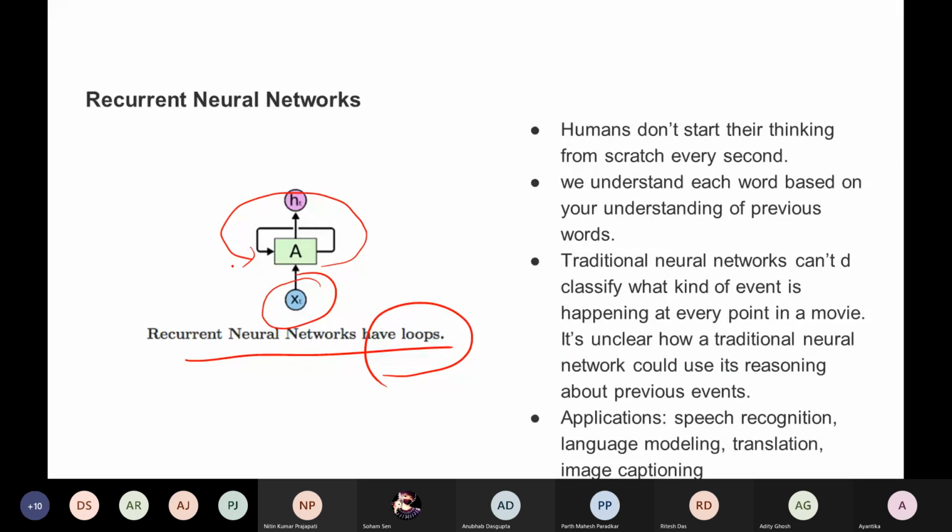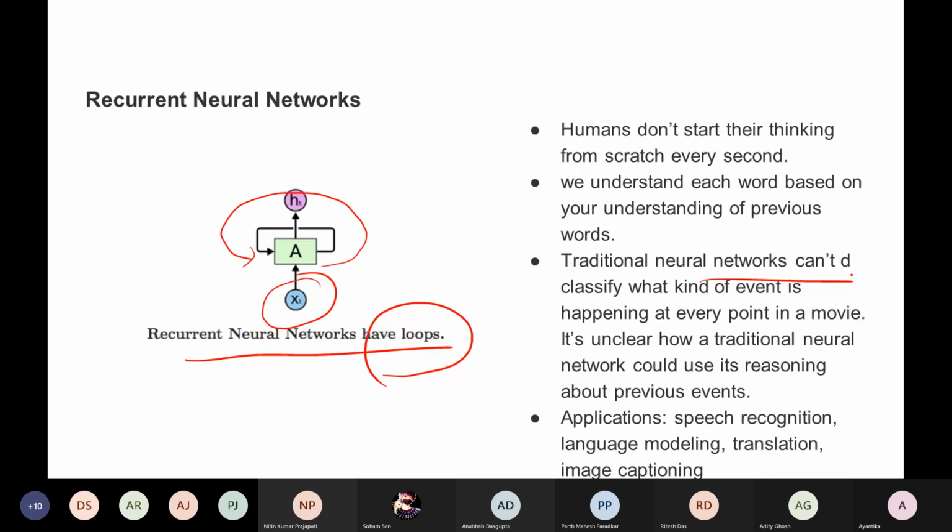How is the concept coming? If I do not skip the ZFNet part, of course there will be a gap. Humans don't start their thinking from scratch; they develop step by step. But a traditional neural network cannot classify what kind of event is happening at every point and how it is affecting the next part.